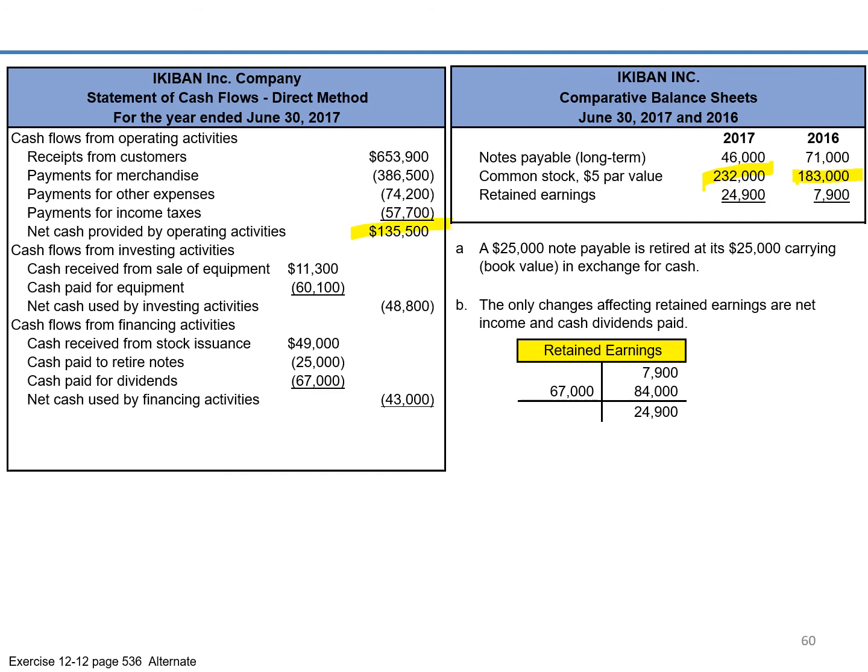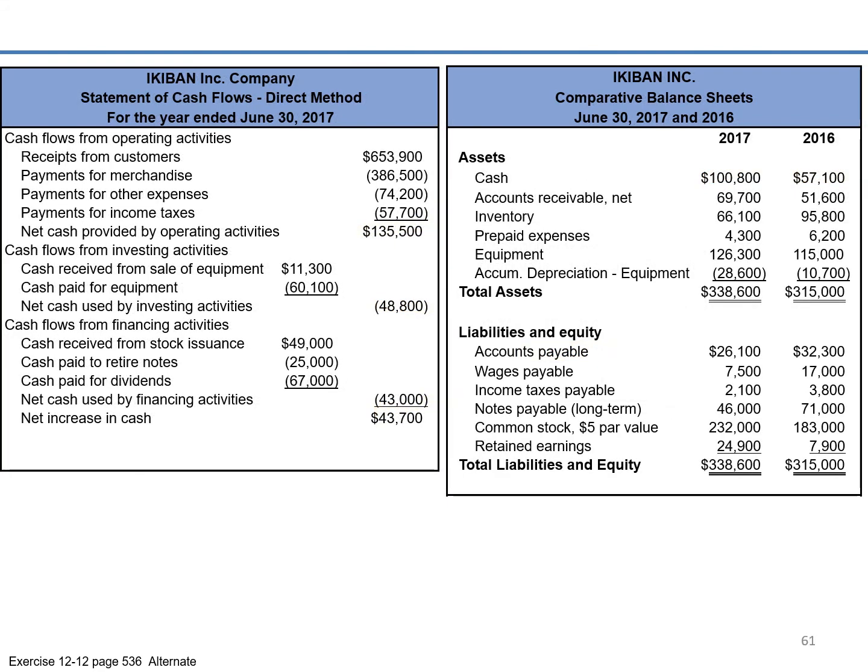So if you add up your $135,500, your $48,800, and your $43,000, you have a net increase in cash of $43,700. You add that to your beginning cash balance of $57,100. You should get ending cash of $100,800, which equals your balance sheet. Okay?